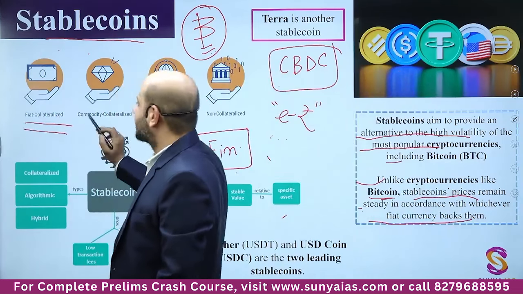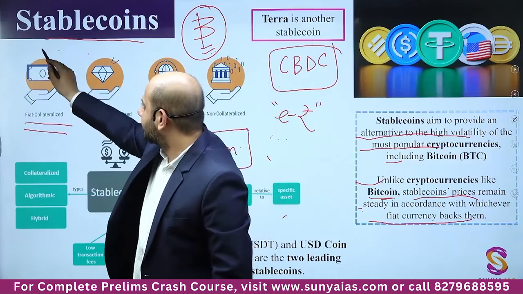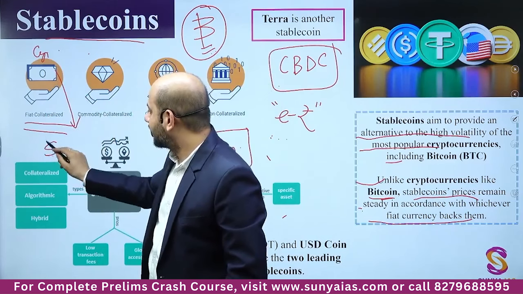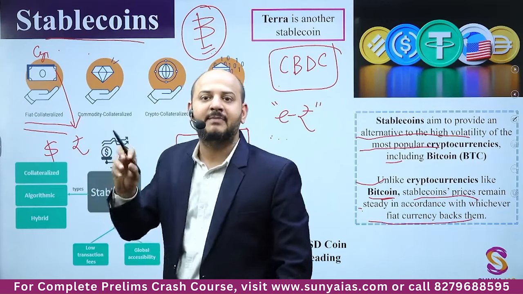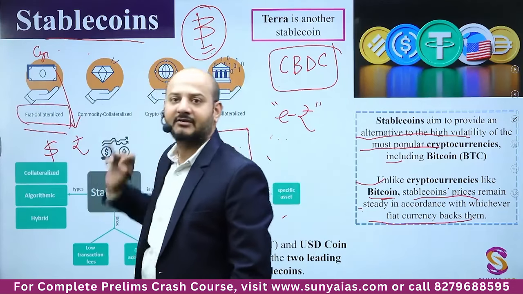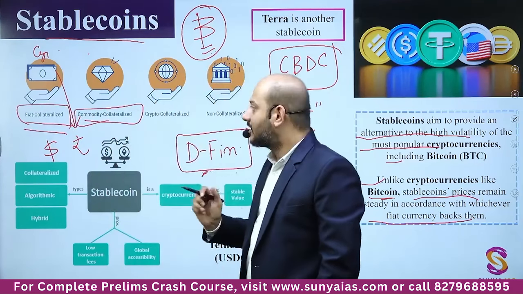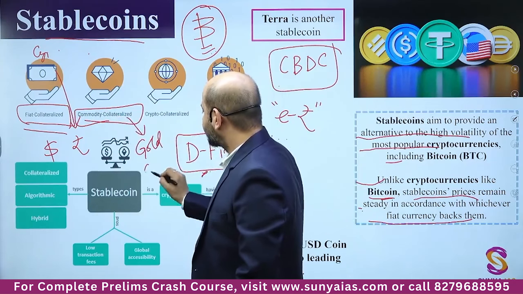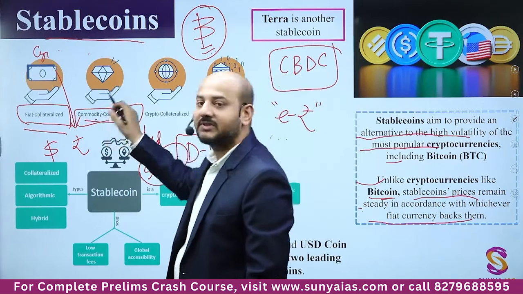fiat collateralized means that it is backed by a certain currency. This is a cryptocurrency backed by, for example, the dollar. It could be backed by rupees. It could be backed by any other national currencies. Therefore, it is called fiat collateralized. Next could be commodity collateralized. Any commodity like gold, silver, platinum, diamond, it could be collateralized with a particular commodity.